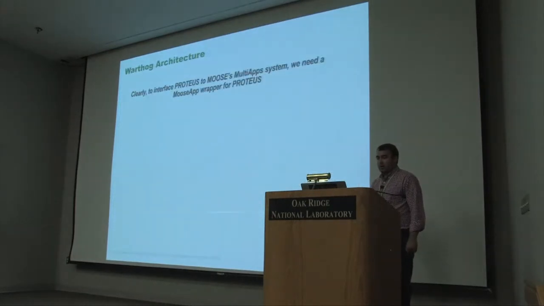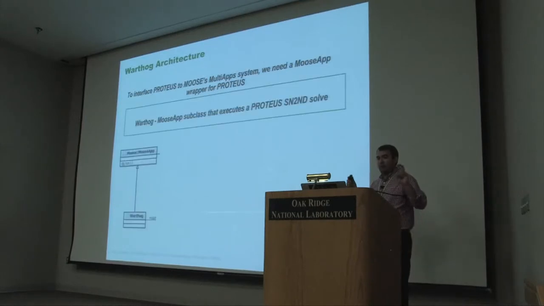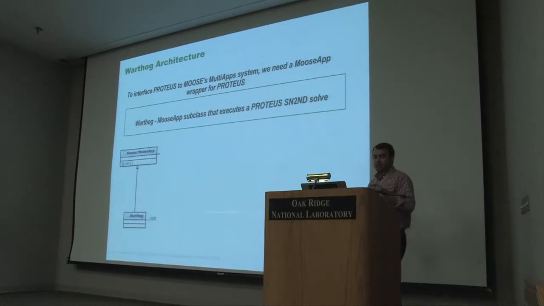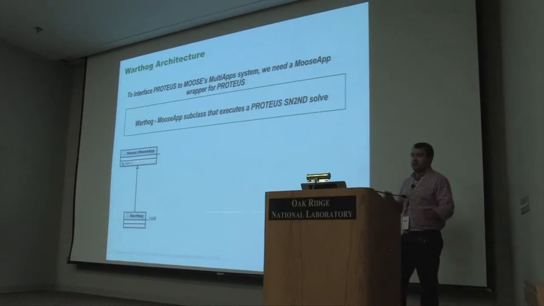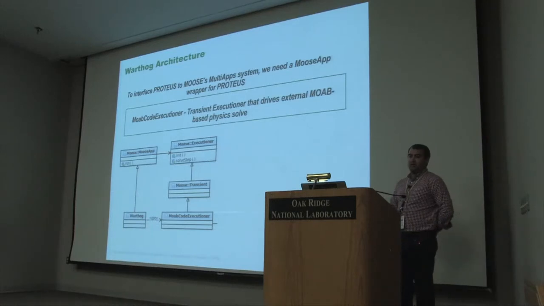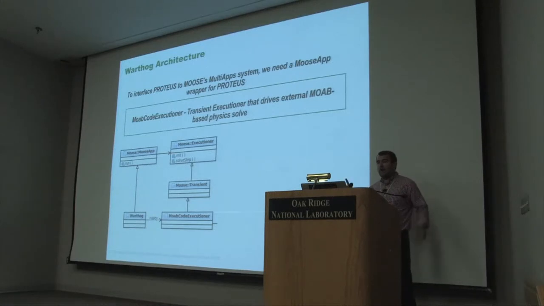Okay. So we need a Moose app wrapper or adapter code for Proteus. This is UML, the Unified Modeling Language. Basically, each box is a class. This line going from Warthog to the Moose app is a generalization or a subclass. So we just write a Moose app subclass called Warthog. We then leveraged the executioner subsystem of Moose to provide a new transient executioner.